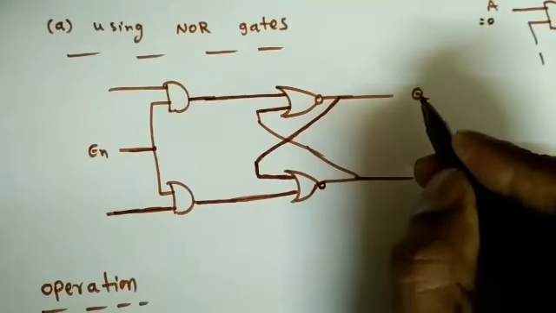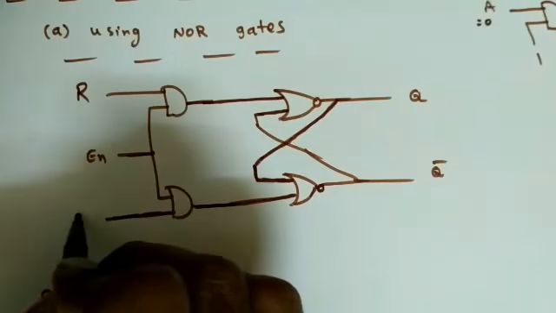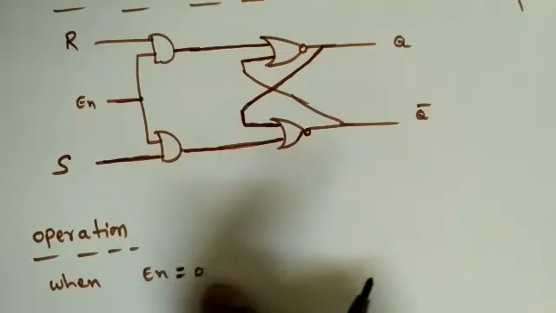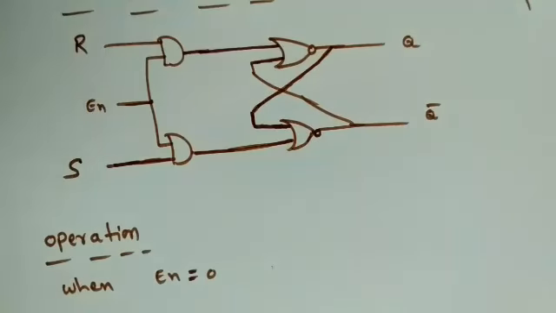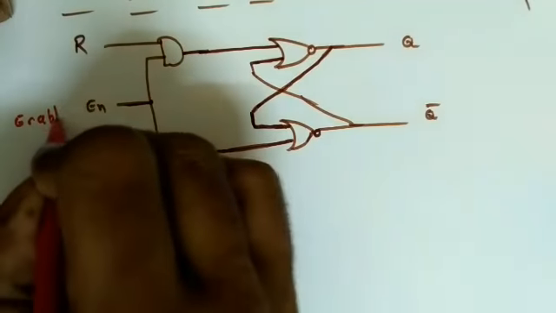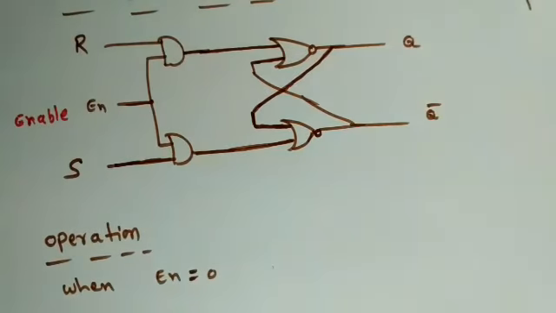So what is the opposite of Q in a NOR gate? R. Opposite of Q bar? S. Now we'll see the operation. What is this EN called? Enable input, right? So this is called enable input. That means it will enable the operation or enable the circuit, or disable the circuit.